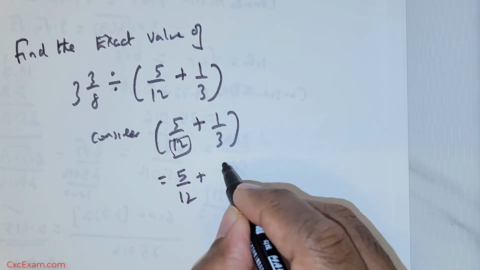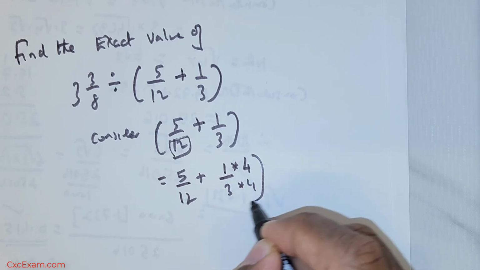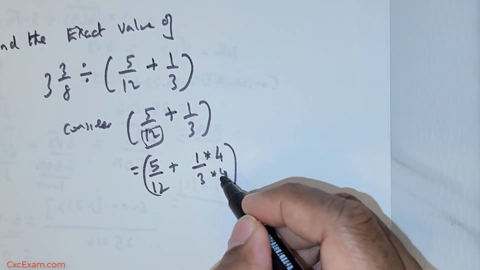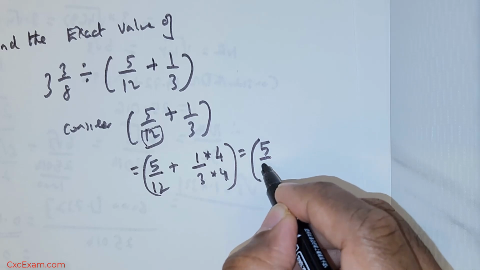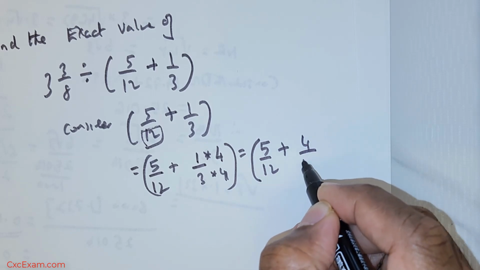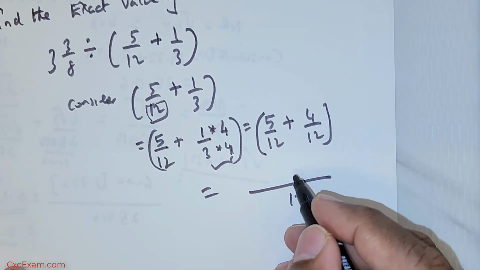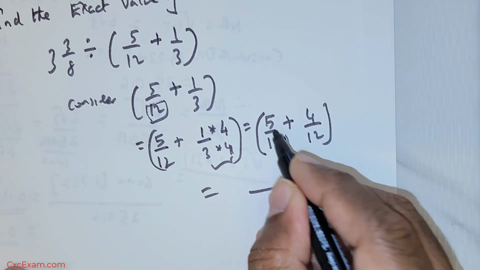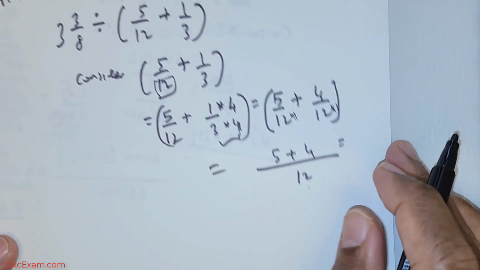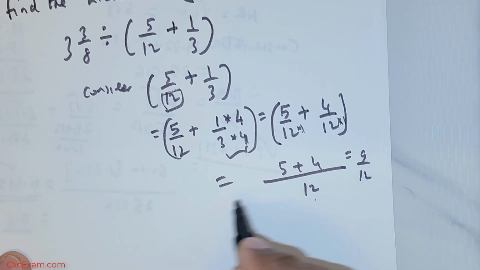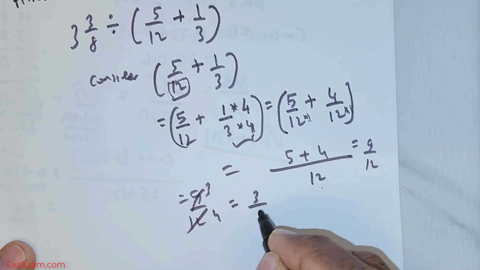So for that, I multiply the numerator by 4 and the denominator by 4. This means the 4s cancel, so we are actually multiplying by 1. That's okay to do. So we have 5 over 12 plus 4 over 3 times 4, which is 12. Since the denominator is common, the LCM is 12. 12 divides 12 once, 5 into 1 is 5. 12 divides 12 once, 4 into 1 is 4. 5 added with 4 gives me 9 over 12. Now 3 divides 9 three times and 12 four times, so you have 3 over 4 here.